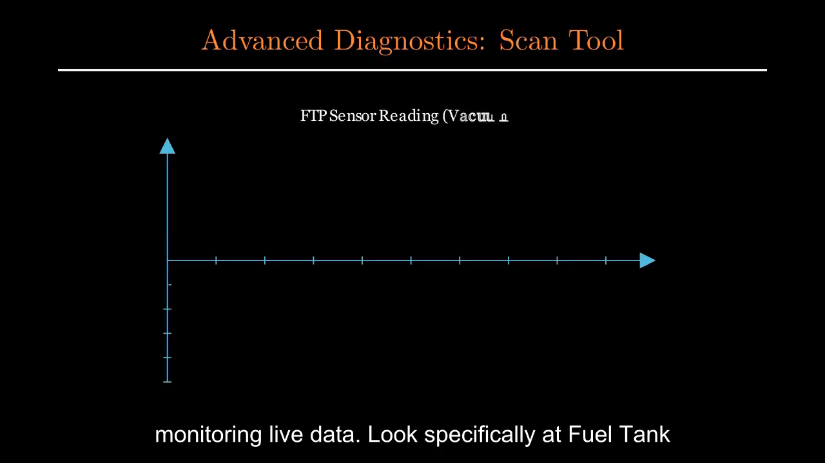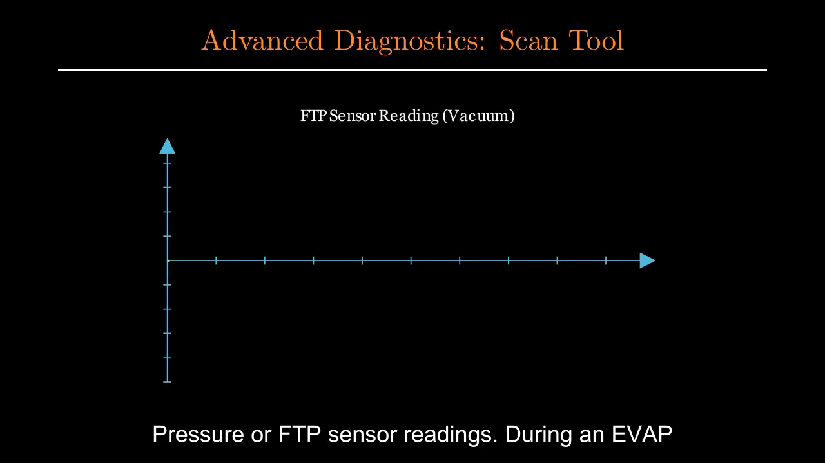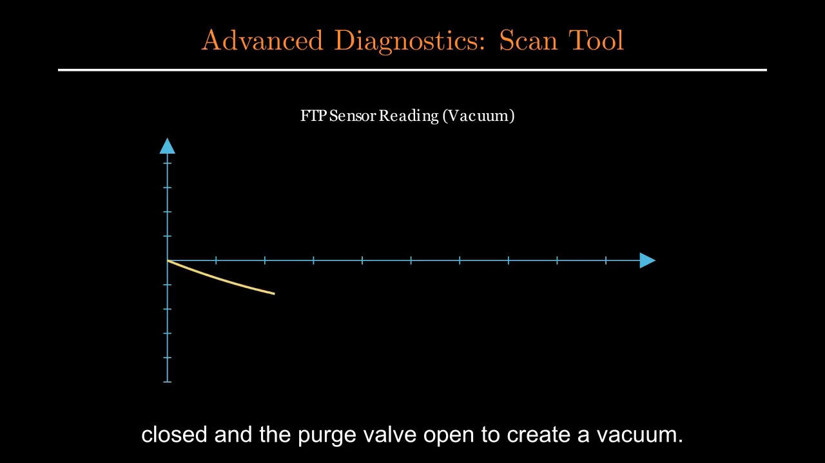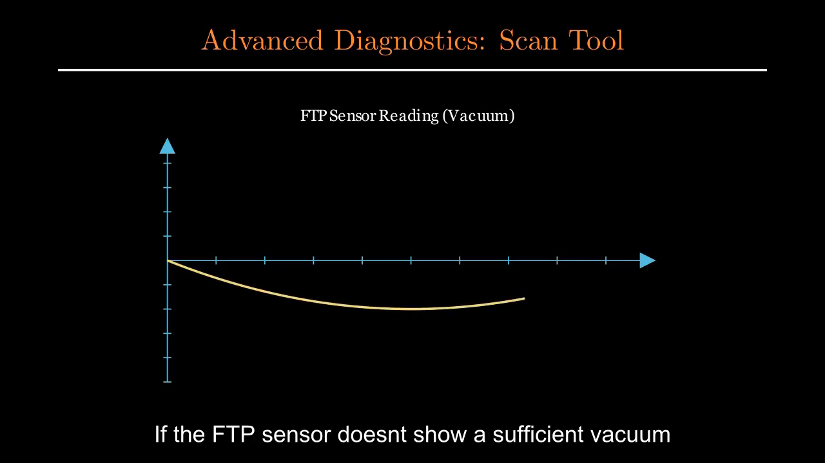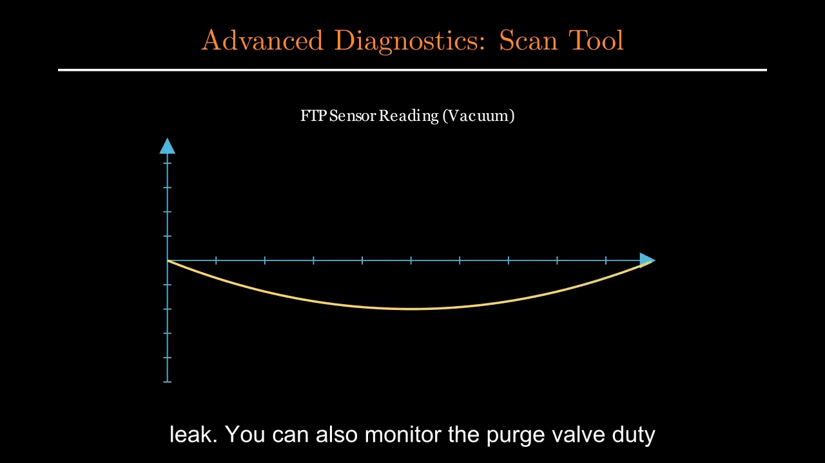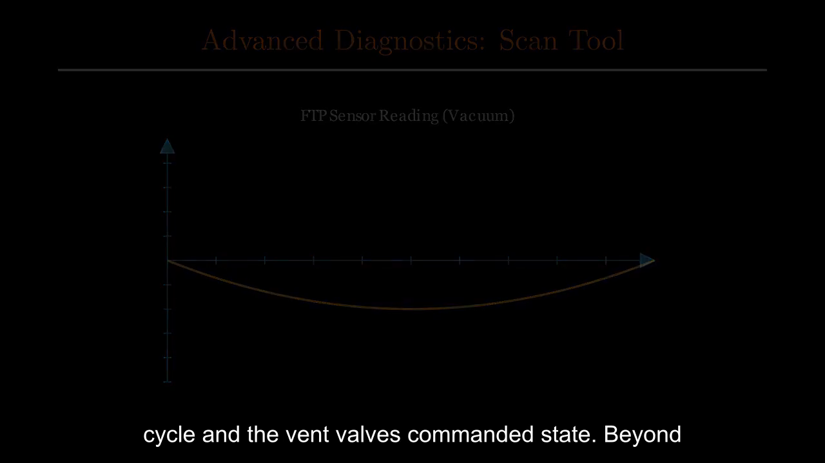Look specifically at fuel tank pressure or FTP sensor readings. During an EVP system self-test, the PCM commands the vent valve closed and the purge valve open to create a vacuum. If the FTP sensor doesn't show a sufficient vacuum being pulled or doesn't hold it, it points towards a leak. You can also monitor the purge valve duty cycle and the vent valve's commanded state.